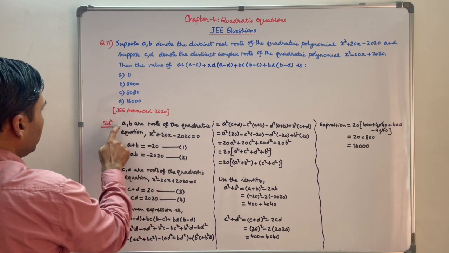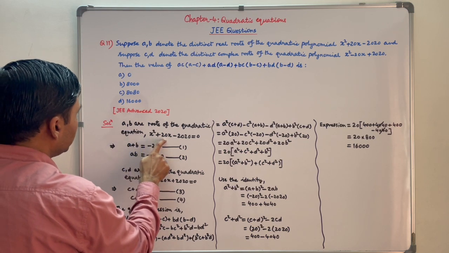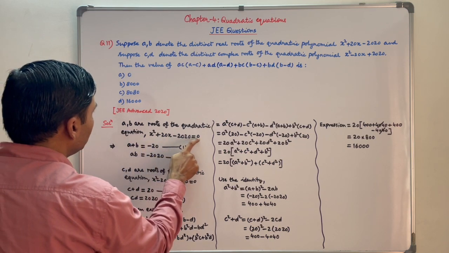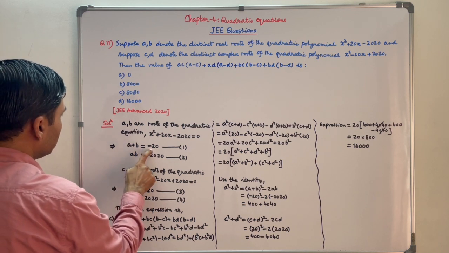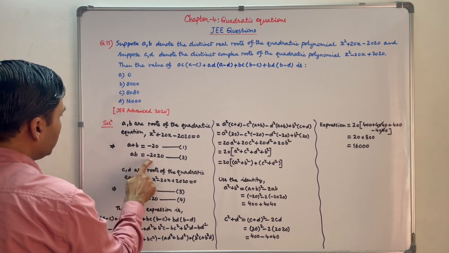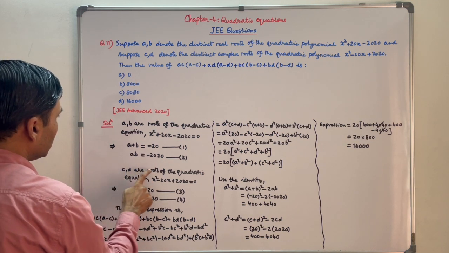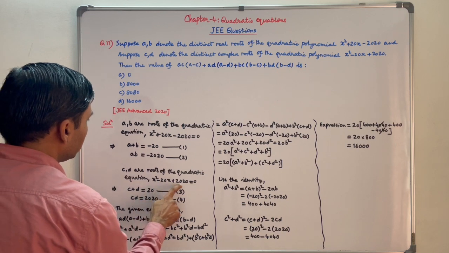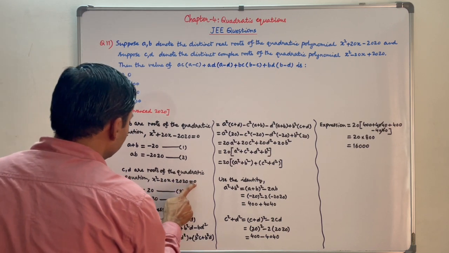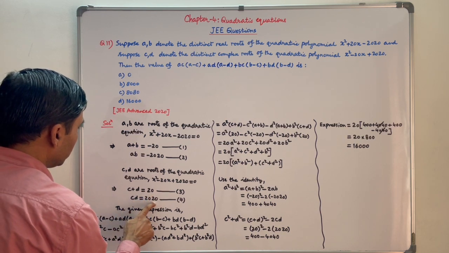It is given that A and B are roots of the quadratic equation x square plus 20x minus 2020 is equal to 0. So we can write A plus B is equal to minus 20 and AB is equal to minus 2020. It is also given that C and D are roots of the quadratic equation x square minus 20x plus 2020 is equal to 0.